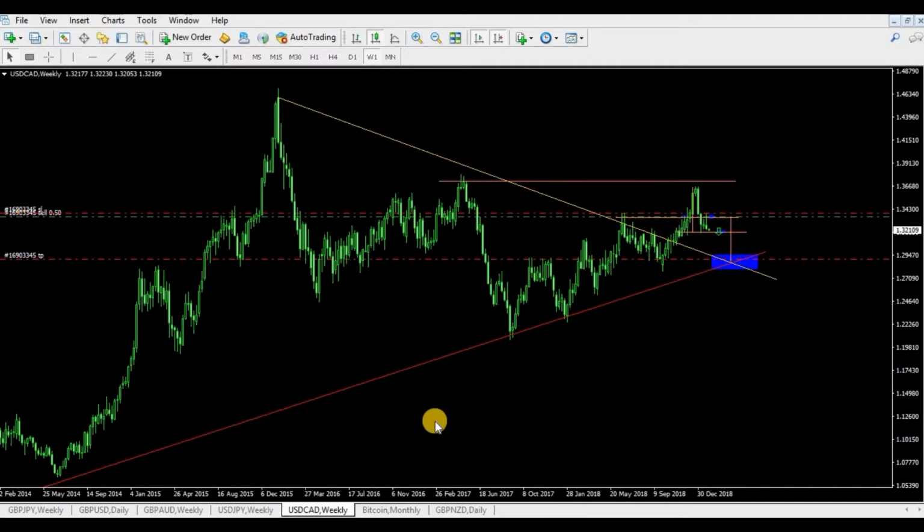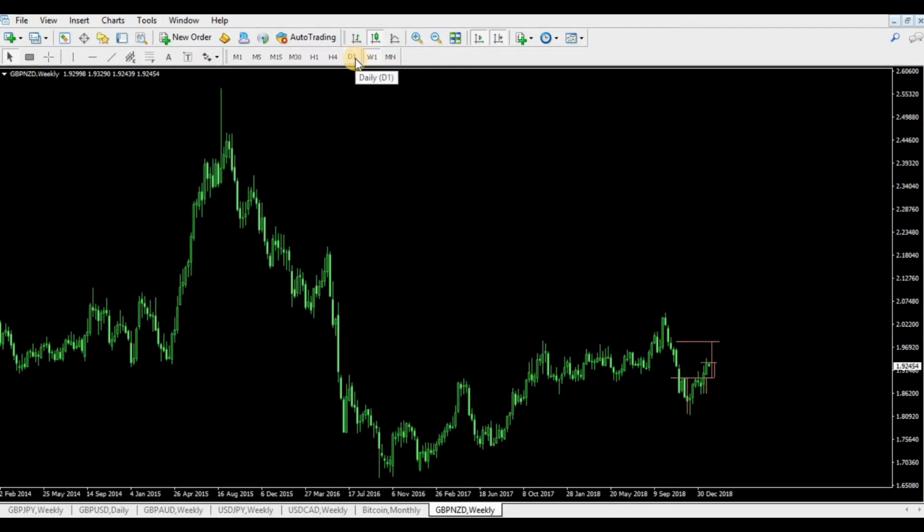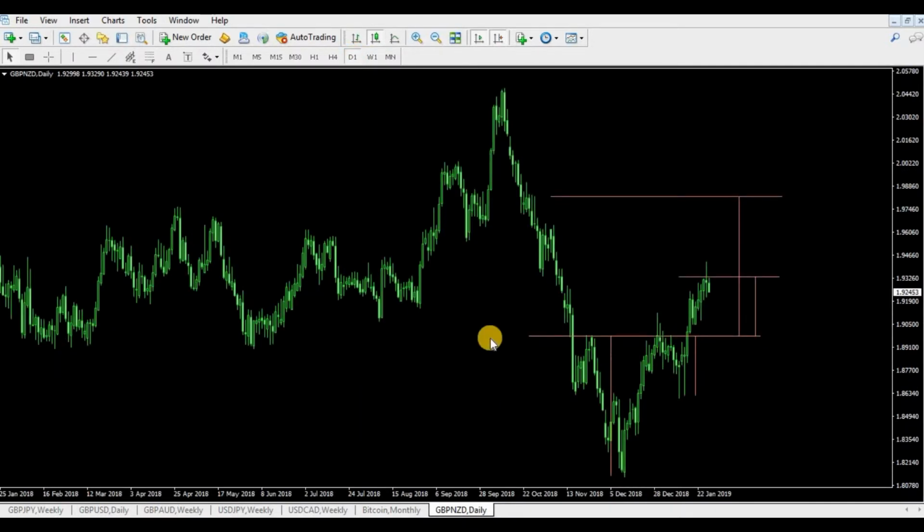Another interesting one, which could possibly show an entry this week, is Pound New Zealand. Again, got a reversal head and shoulders, so it didn't look like much on the weekly, so we won't spend much time there. But on the daily, Pound New Zealand, we've got a left shoulder, a head, a right shoulder, neckline break, now here, a retest.